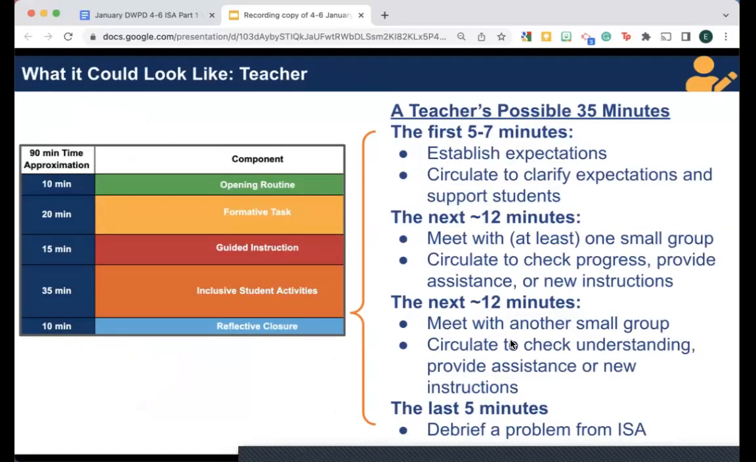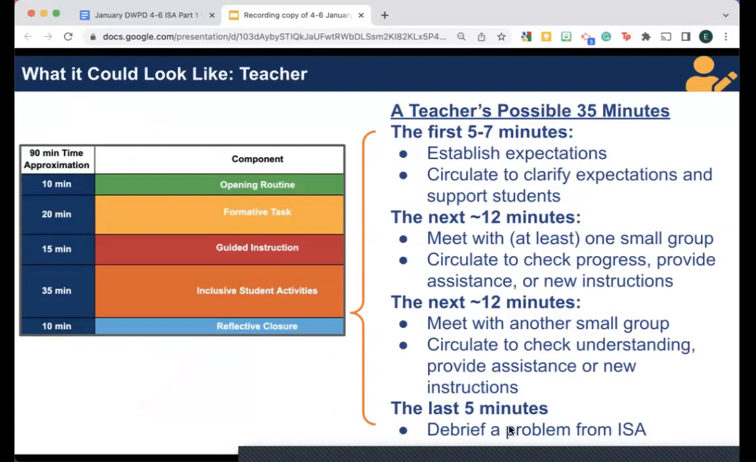I'm going to want you to pause to think about what a teacher's possible 35 minutes could look like. You just thought about this for yourself, and I want to emphasize that this is not a mandate. This is just an option, a suggestion. Pause and skim through.